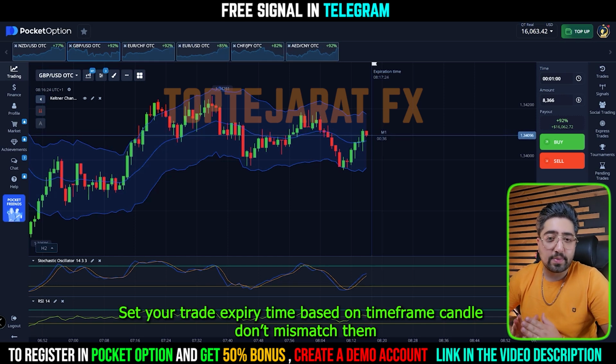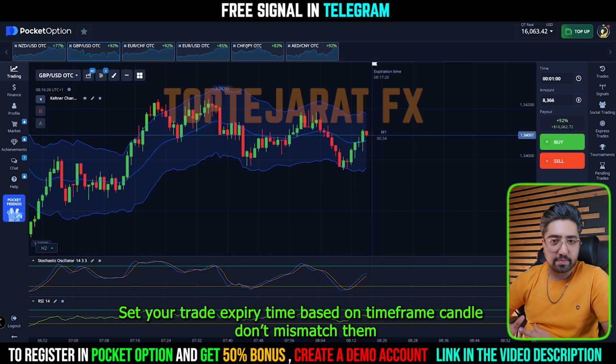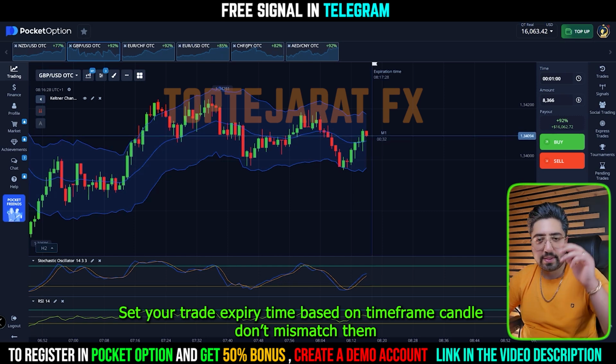Golden tip, my friend: set your trade expiry time based on the time frame candle. Don't mismatch them.